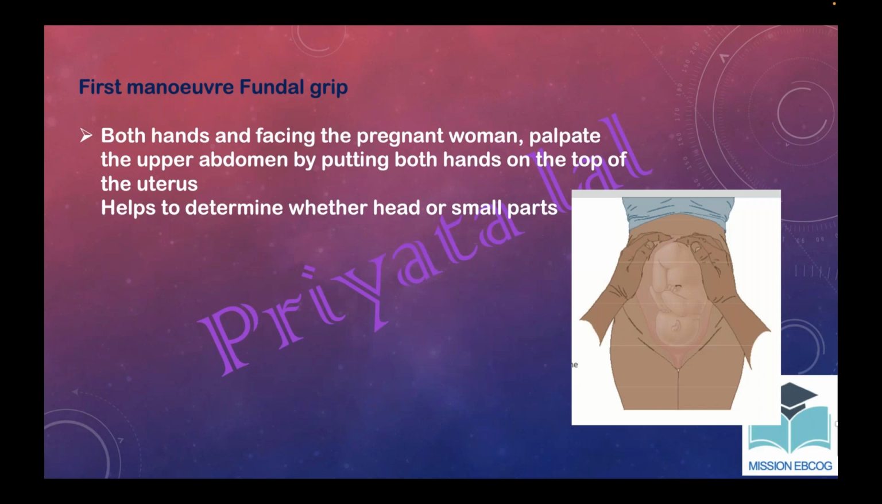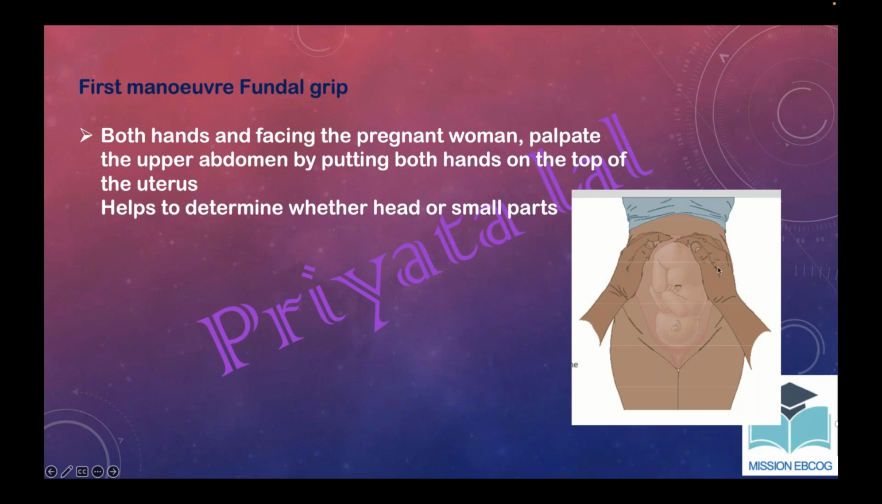So making sure your hands are clearly washed, and you have put on the sanitizer and your hands are warm, and the patient is happy to go ahead with it. Then you put both hands facing towards the pregnant woman, so you're looking at the face of the woman. Then you palpate the upper abdomen by putting the hands on the top.